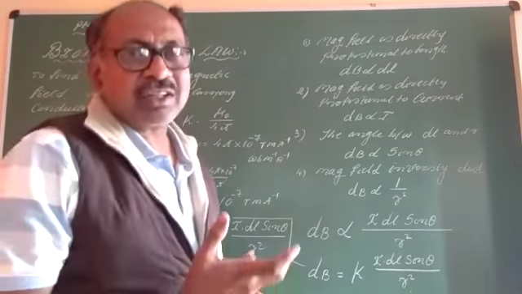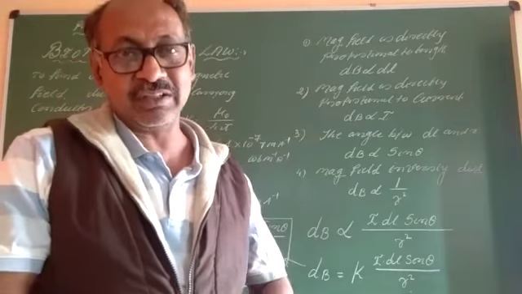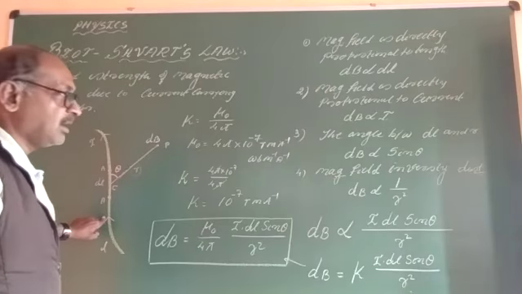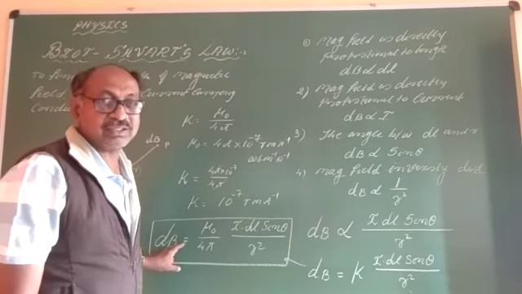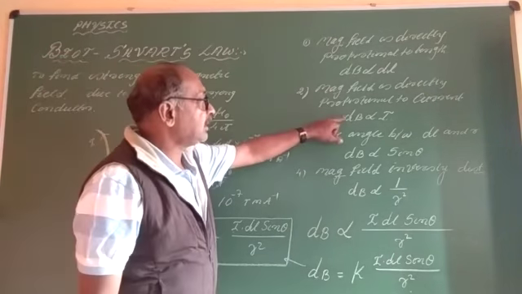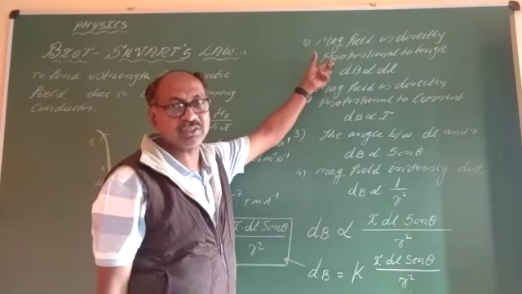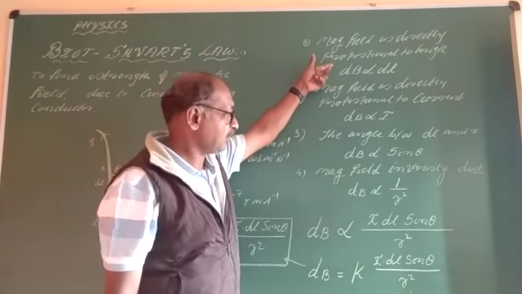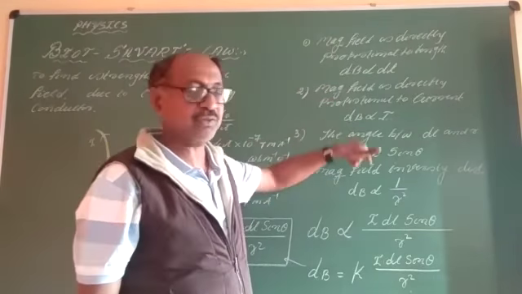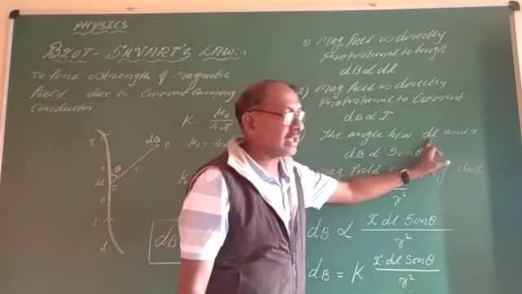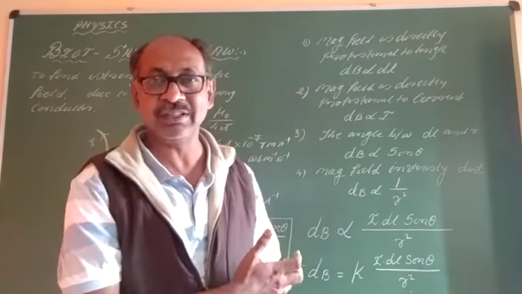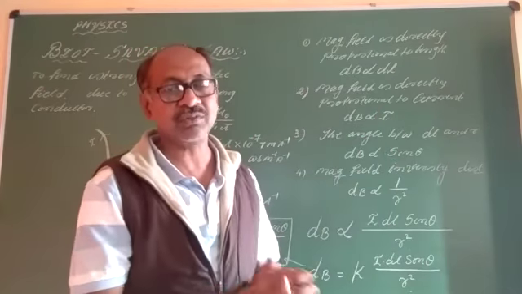So let us state the Biot-Savart law. What does the Biot-Savart law state? The Biot-Savart law states that for a conductor carrying a current, the strength of the magnetic field is directly proportional to the current, directly proportional to the length of that conductor, and directly proportional to the sine of the angle between dl and R, and inversely proportional to the square of the distance. So this is what we term as the Biot-Savart law.